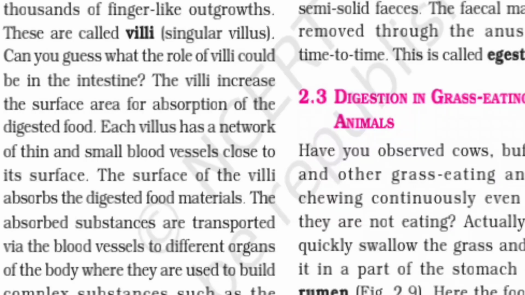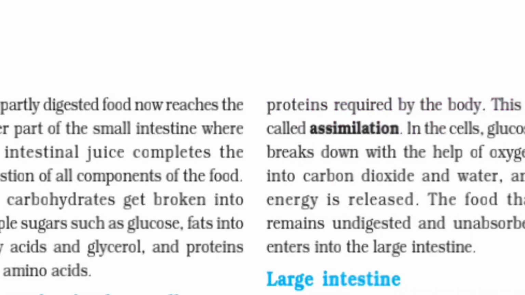The absorbed substances are transported via the blood vessels to different organs of the body, where they are used to build the complex substances such as the proteins required by the body. This is called assimilation. In the cell, glucose breaks down with the help of oxygen into carbon dioxide and water, and energy is released. The food that remains undigested and unabsorbed enters into the large intestine.